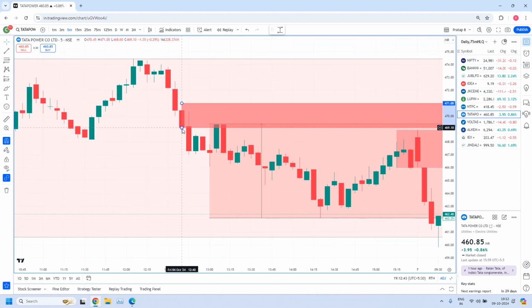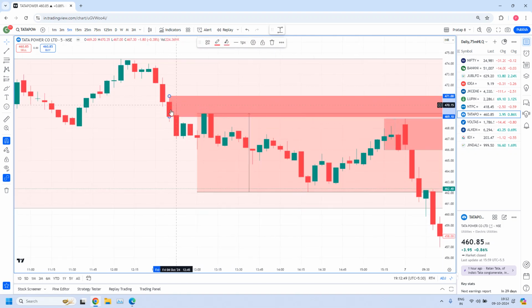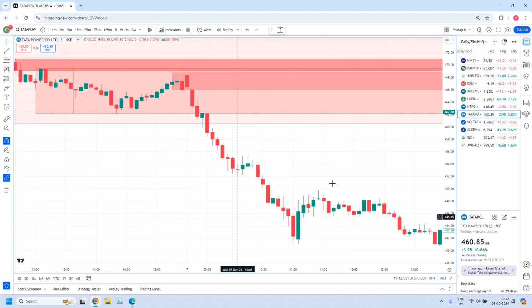This is the drop-base-drop, the original zone. Now I made it the type 2 proximal drop-base-drop. Here we planned a trade. See what happened today?